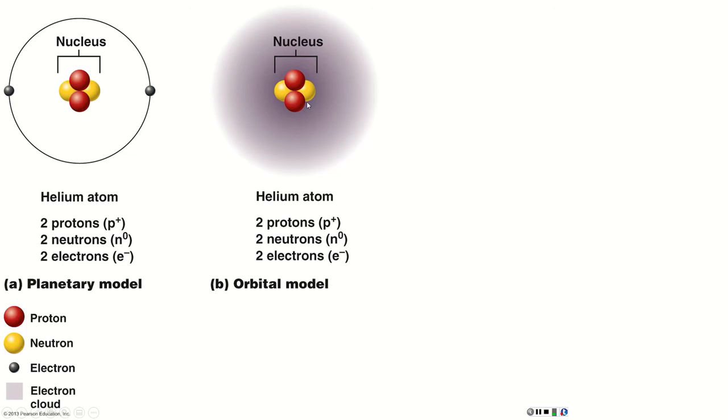Over here, we still have a helium atom, but this is called the orbital model. In the orbital model, we still have the nucleus in the middle, but the electrons are kind of fuzzy because they're constantly vibrating and moving around. So instead of drawing them in this ring, we just draw a cloud around the nucleus.